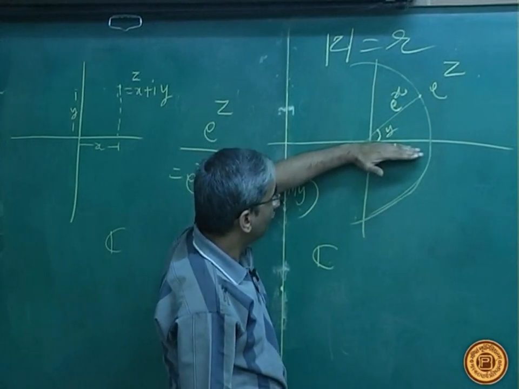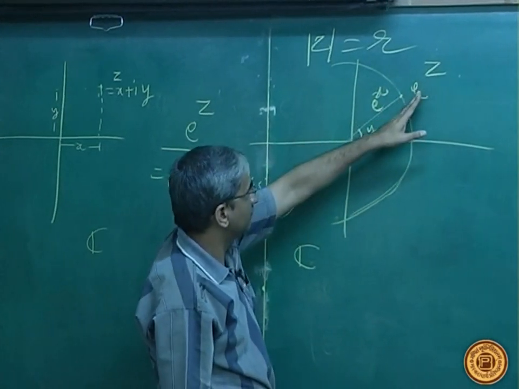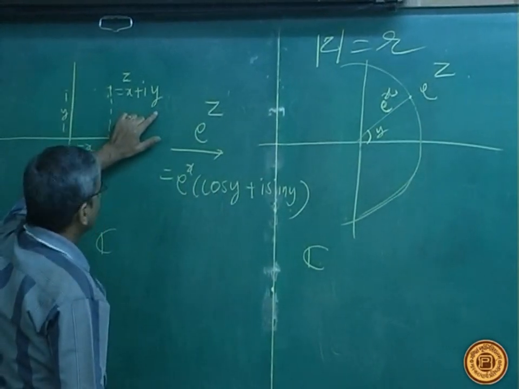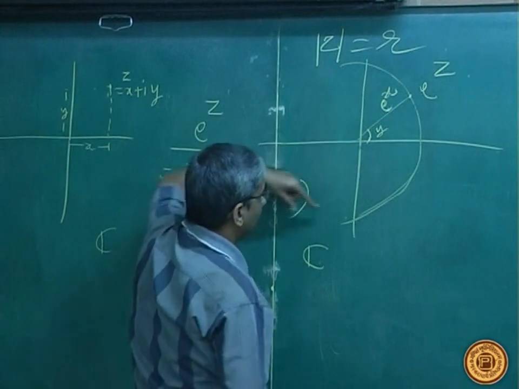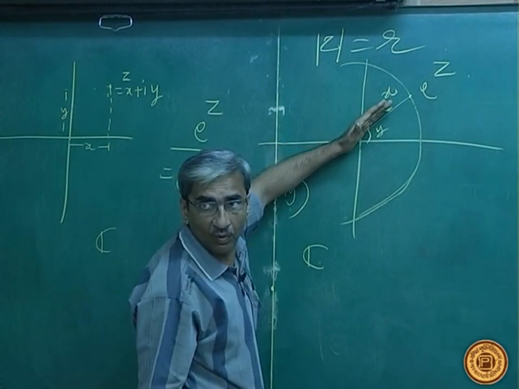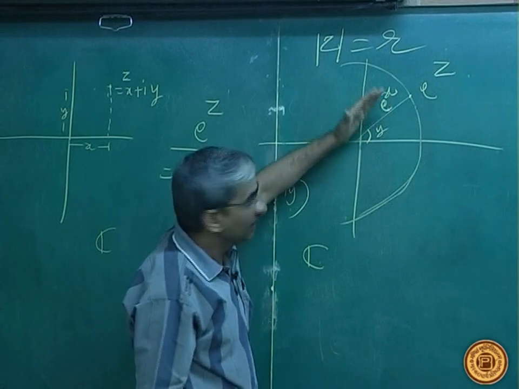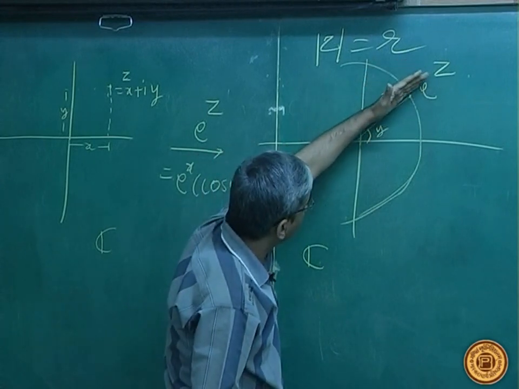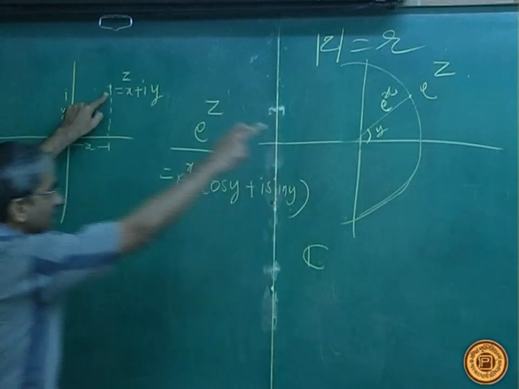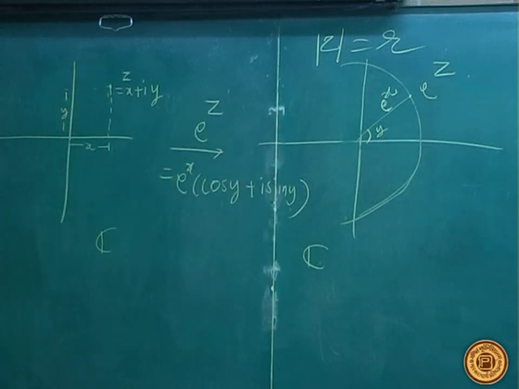And then the point that you get is e to the power z actually. So you know x and you know y. So consider a circle of radius e to the power x, and on that circle make an angle y with the positive x axis. Then the point that you hit on that circle is e to the power z. So now see the relation between z and e to the power z geometrically.